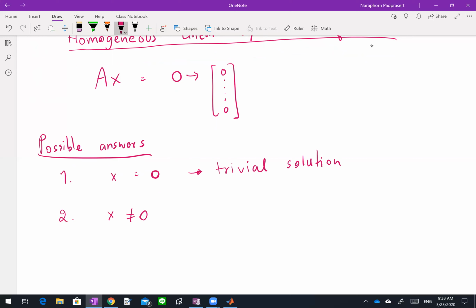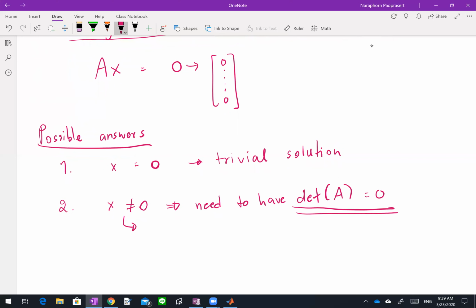If we want a solution where X is not all 0, then what we need is the determinant of A to be 0. This is by definition. If you want to solve for a non-zero solution for the above system of equations, then you just need to solve for the determinant of A to be 0. And this is the solution where X is not all 0. We call it a non-trivial solution.